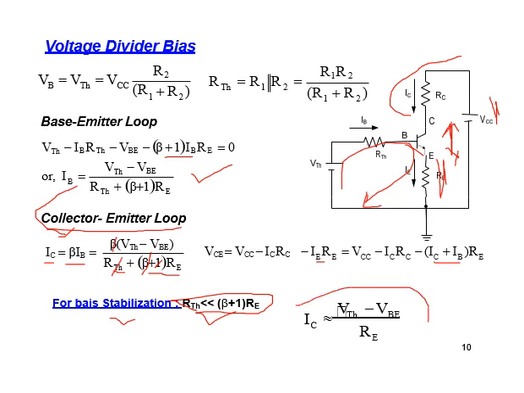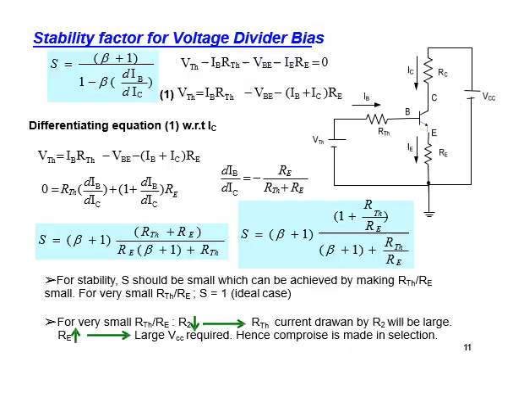So you can see that here this collector current becomes independent of either beta or variation in the temperature. So this circuit provides very high stability as compared to the previous circuit. Now the stability factor for this voltage divider bias circuit can be calculated by this formula. S is equal to beta plus 1 minus beta dIB by dIC. This expression is already obtained in the previous slides.